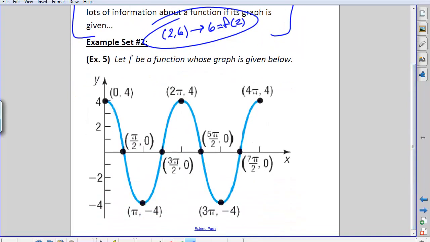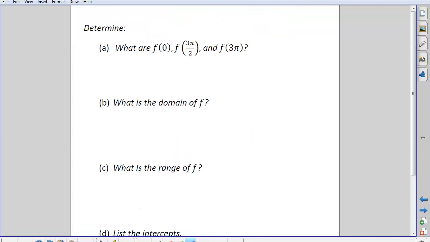All right, so it says let f be a function whose graph is given below. So is this a function? Think about that vertical line test. Okay, it does pass the vertical line test, and notice we've got a bunch of points on this graph they've given us. Now, a lot of these points have pi in them. Don't let that throw you off. Don't freak out because of the pi. I think you'll see in a minute that it really doesn't complicate things too much for the questions we're going to be looking at. But let's go ahead and look at the first question.